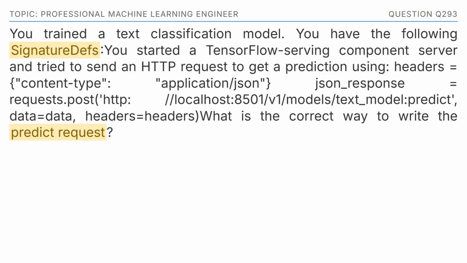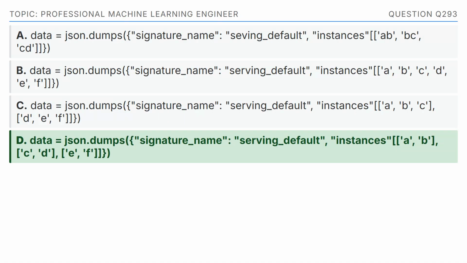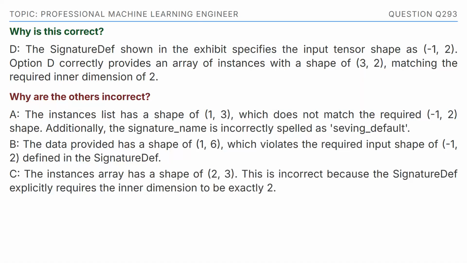To arrive at the correct answer, we focus on the keywords: signature defs, predict request. The correct answer is option D, data equals json.dumps, signature_name, serving_default, instances, A, B, C, D, E, F. Why is this correct? D. The signature def shown in the exhibit specifies the input tensor shape as -1, 2. Option D correctly provides an array of instances with a shape of 3, 2, matching the required inner dimension of 2. Why are the others incorrect?